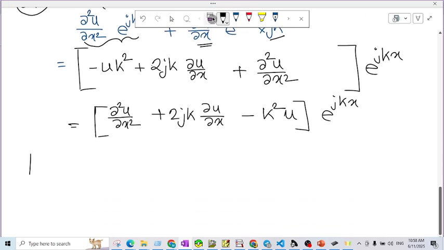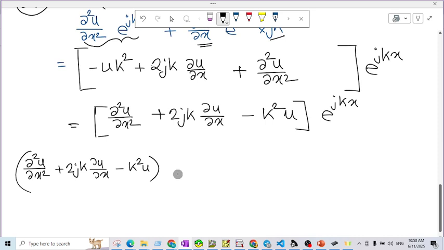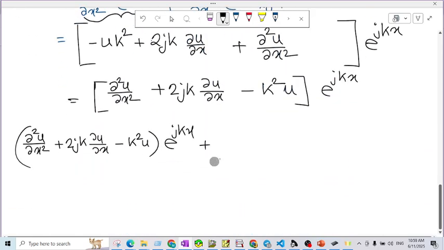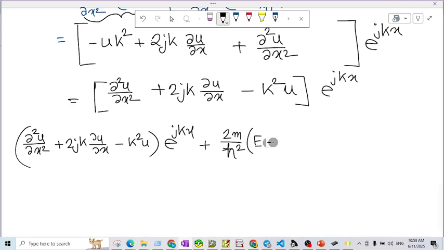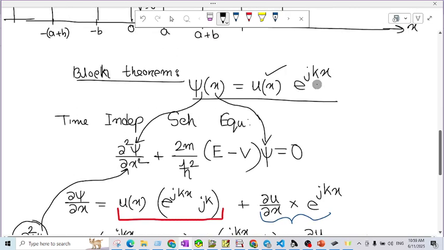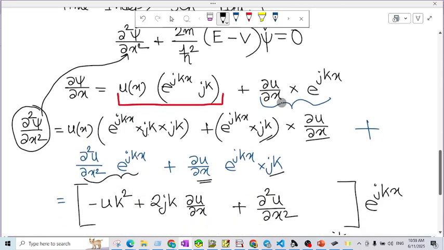So delta square u divided by delta x square, 2jk delta u by delta x, minus, let me put this thing here. Then we have 2m divided by h bar square, e minus v, and then we have a psi, right? And what is psi? Psi is equal to u(x) e to the power jkx according to Bloch's theorem.